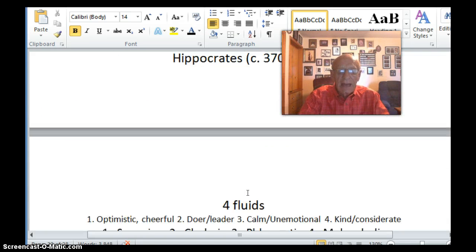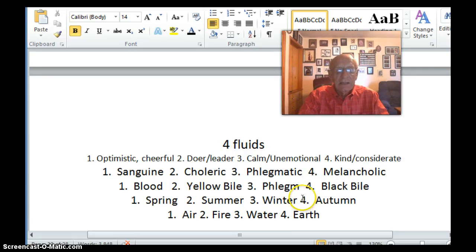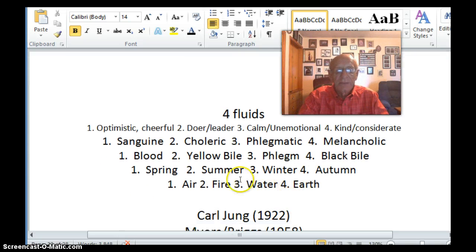I want to look at the 4 humors just a little bit. We have here 4 fluids, and they correspond to 4 different types of personality. What is interesting is that these are even used today. Now we have sanguine, choleric, phlegmatic, melancholic, blood, yellow bile, phlegm, black bile, spring, summer, winter, and autumn, air, fire, water, and earth. Okay, you see all of these 1s correspond, all of these 2s correspond, all of the 3s correspond, and all of the 4s correspond.